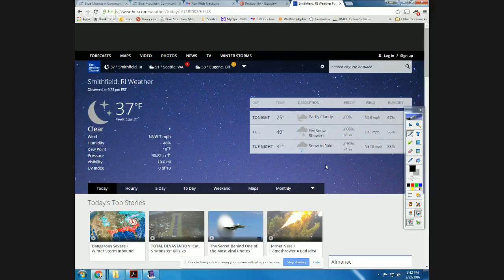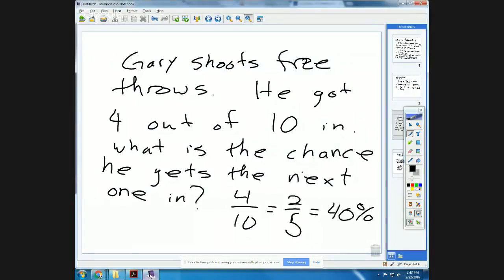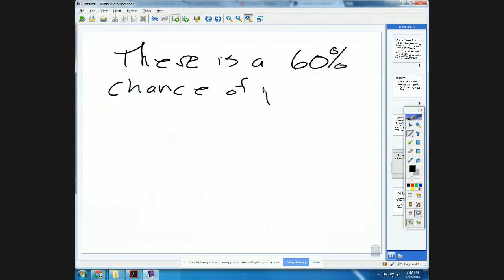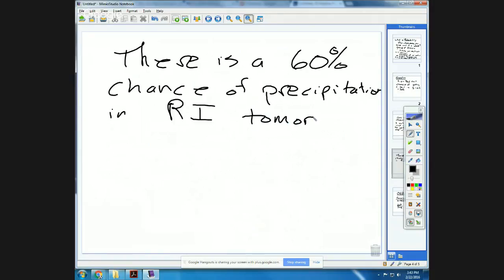My claim is it's different from flipping the coin. It's different from throwing the thing in the barrel. There is a 60% chance of precipitation in Rhode Island tomorrow. It's a pretty small state. Do you know Rhode Island is about the size of Umatilla County? There are 1 million people there.